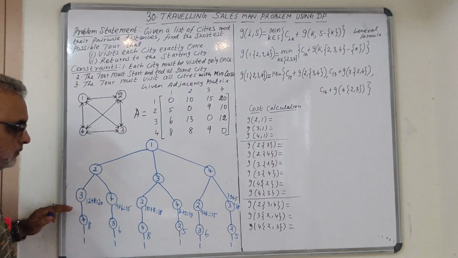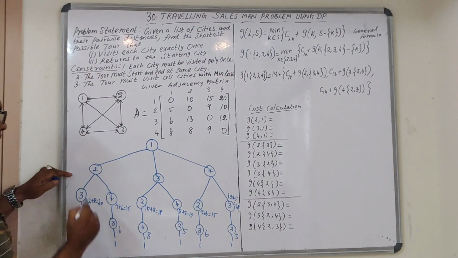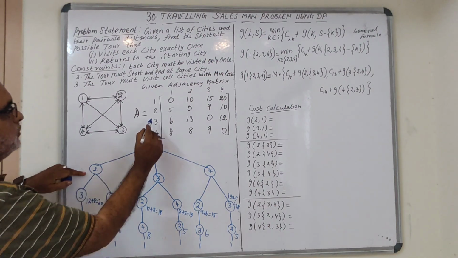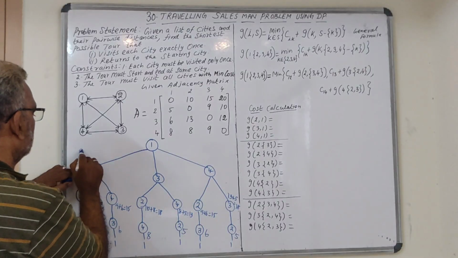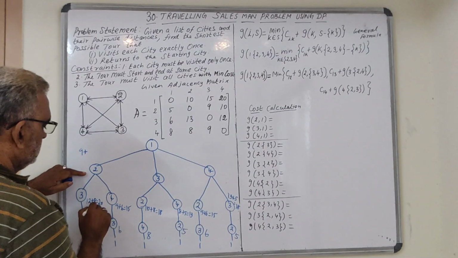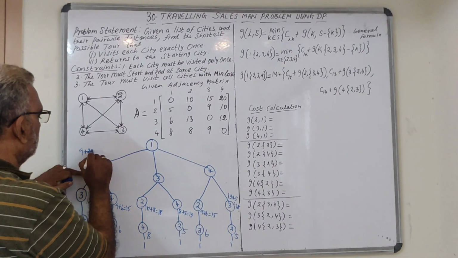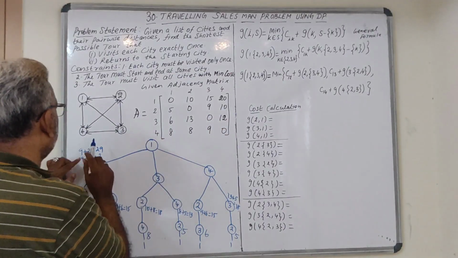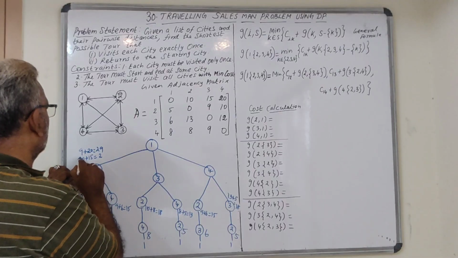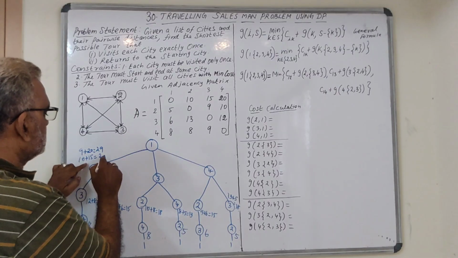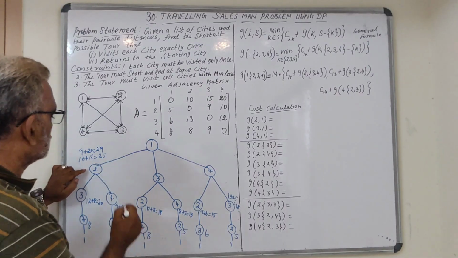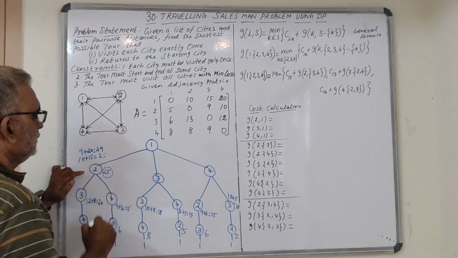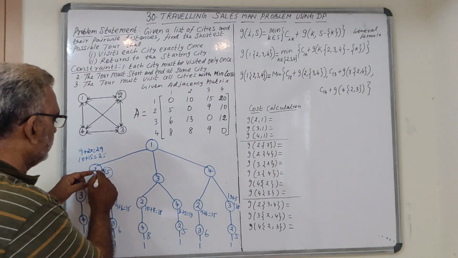Now this level is over, so move on to the next level. In this case, find out the distance from 2 to 3. 2 to 3 is 9 plus 20, it is 29. Similarly, 2 to 4 is 10, so 10 plus 15 is 25. We have to consider the minimum value, so 25 is the actual minimum cost. We have to select one.